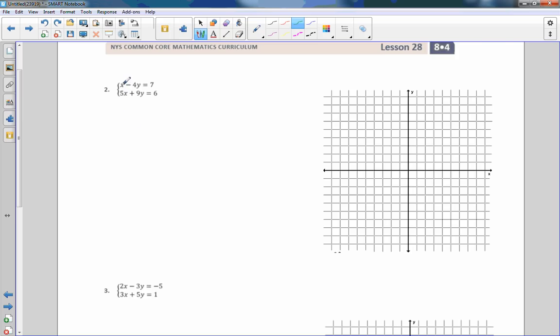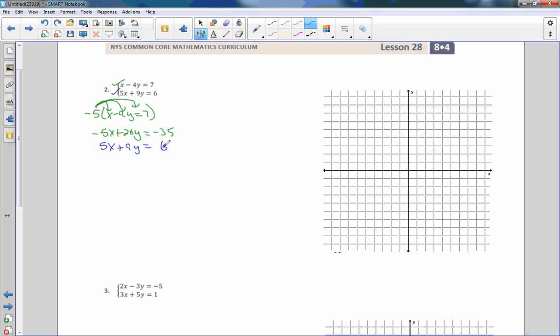And we're going to get negative 5x plus 5x is nothing. It cancels. 20 plus 9 is 29y. Negative 35 plus 6 is negative 29. Divide by 29, and finally they gave us a number that isn't hard to work with. Y is negative 1. Okay, so I know these two lines are going to cross somewhere on this line here, y equals negative 1. So we're here somewhere along here. I just have to find the x value now.